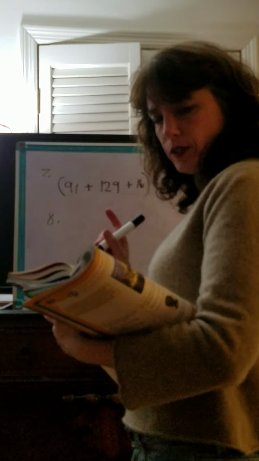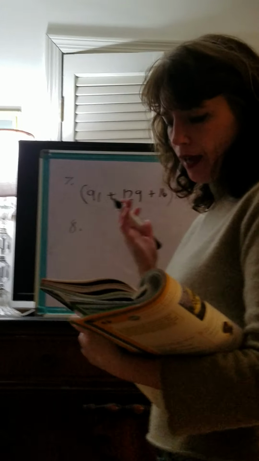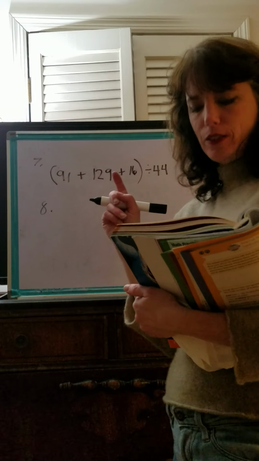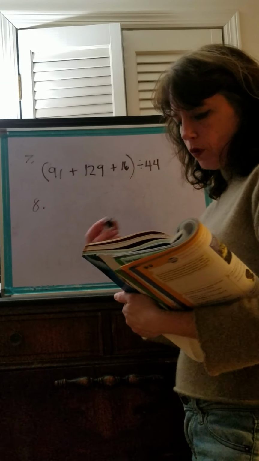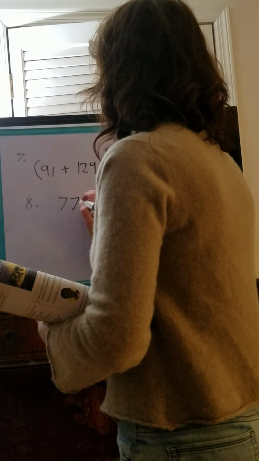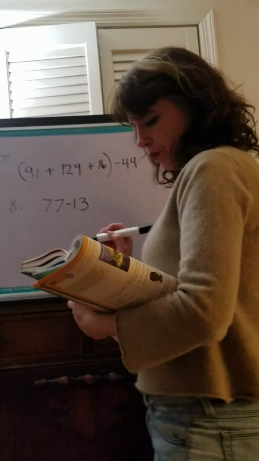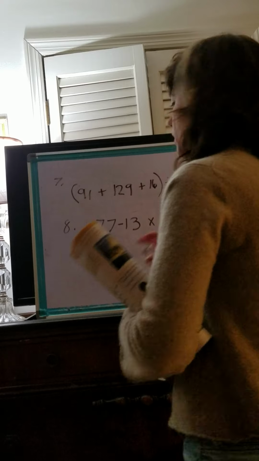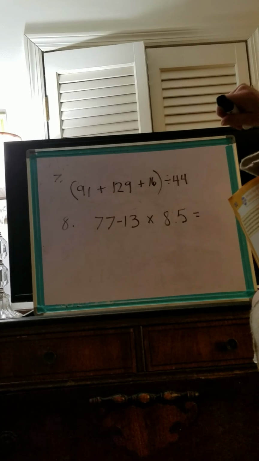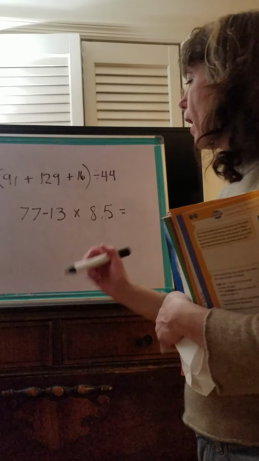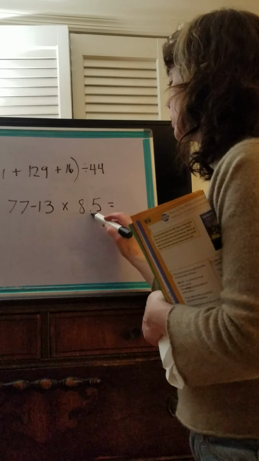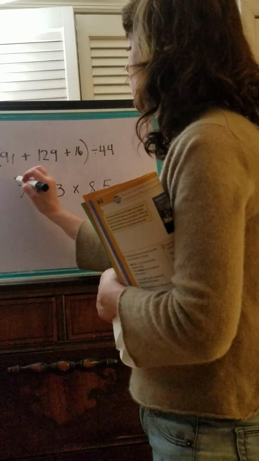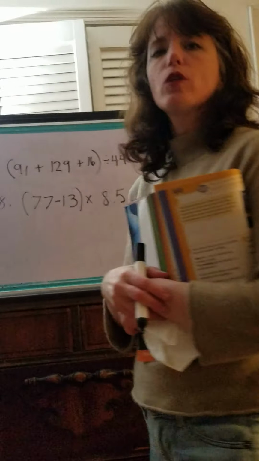Okay, find 8.5 times the difference between 77 and 13. Okay, the difference between 77 and 13, and we want to find 8.5 times the difference. Again, if I do not put in parentheses, I would have to do this operation first, which is not what the problem is asking. It wants you to find 8.5 times the difference, which is why we need to insert our parentheses.